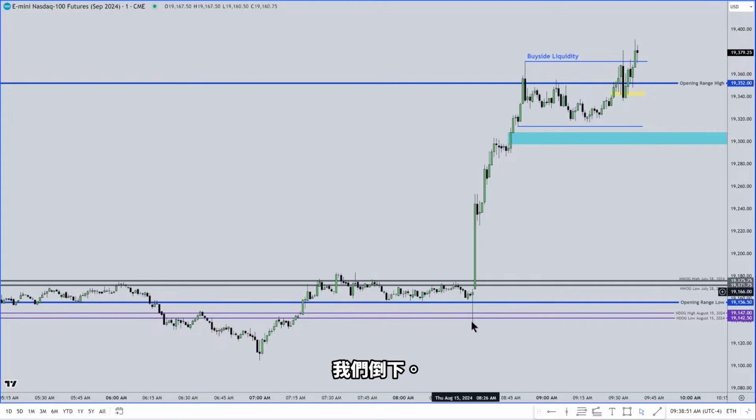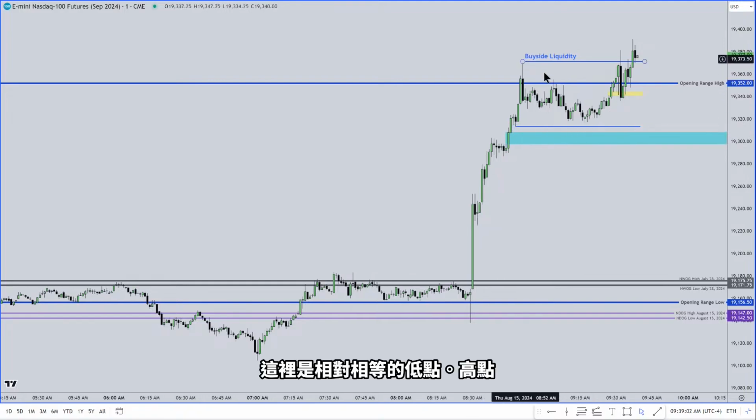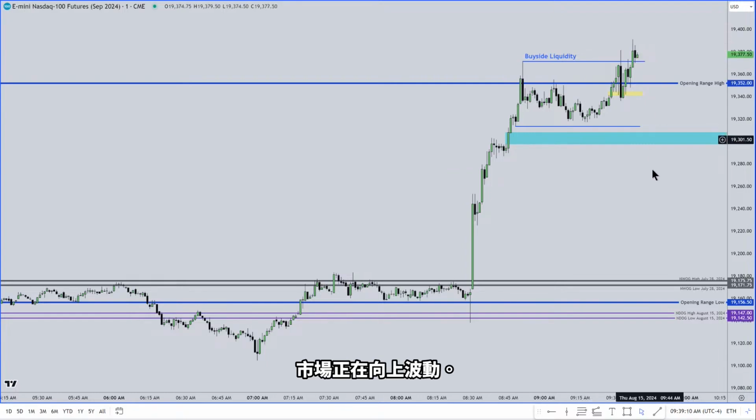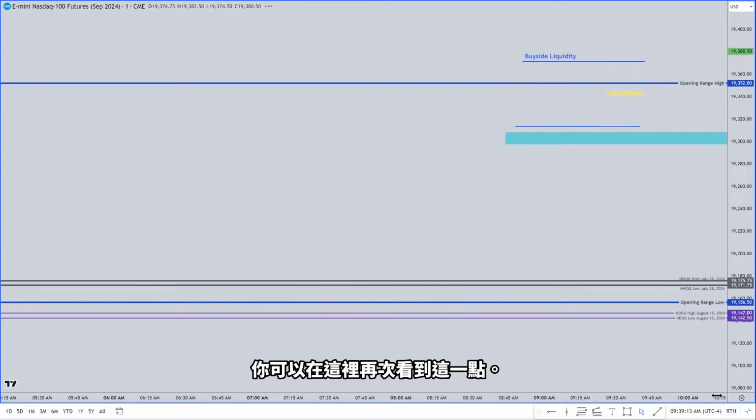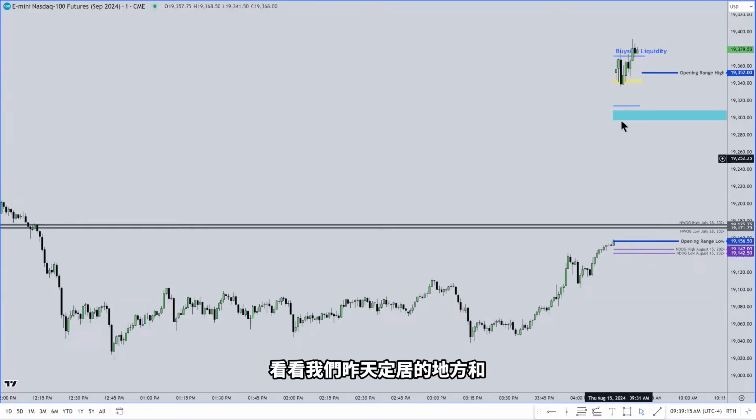We consolidate, we drop down. 8:30, boom, takes off. Leaves a gap here, relative equal lows here. The highs have been taken. So what we're watching is the market being made jagged on the upside after a large gap opening. Again, you can see that here. See that big gap between where we settled yesterday and where we are here. So that's why my interest is at that fair value gap and that low, because it's only been a consolidation, run to the liquidity, come back a small little retracement, and then rally once more.